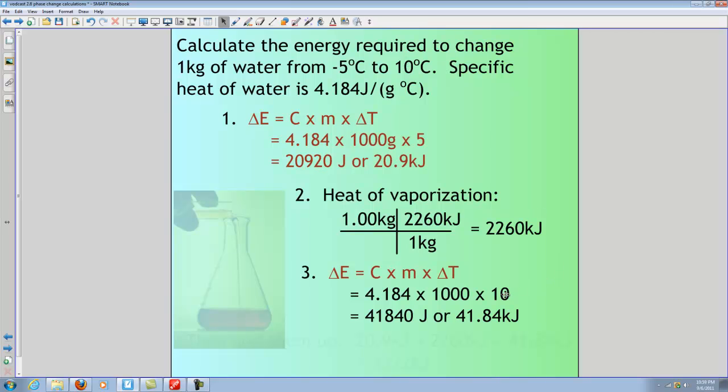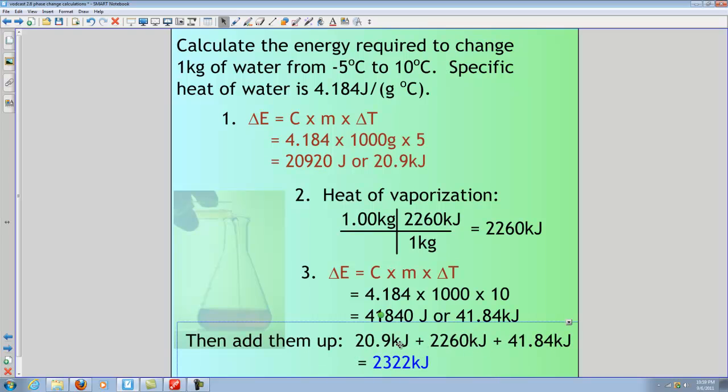So 10 minus 0 is 10, 1,000 grams, that's a kilogram. Same specific heat. We're going to plug that in, we're going to get this out, and then at the very end, so we get 40.8 kilojoules, we're then going to add all of those together. So we add everything up, and we get a final answer of 2,322 kilojoules.